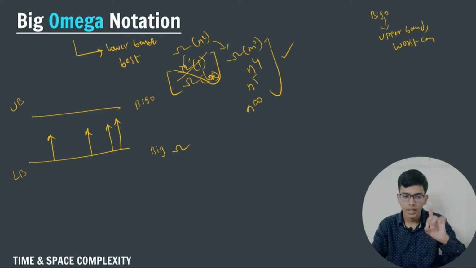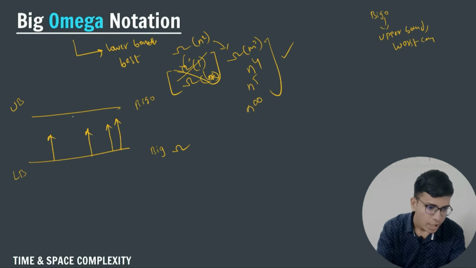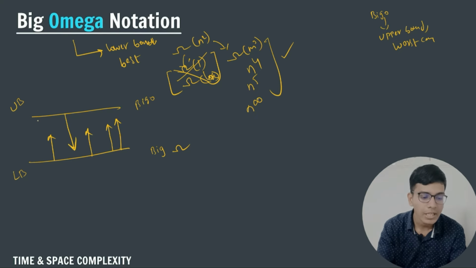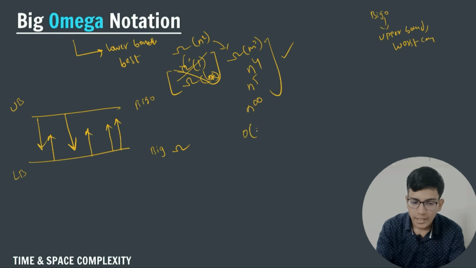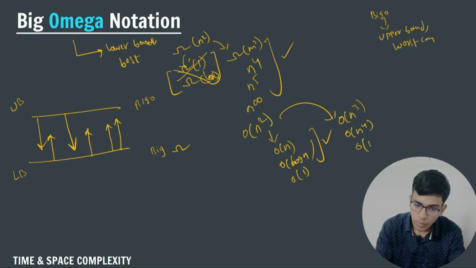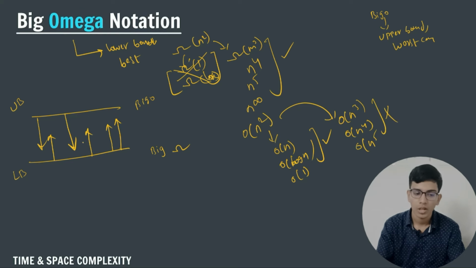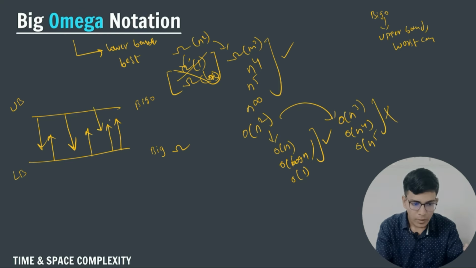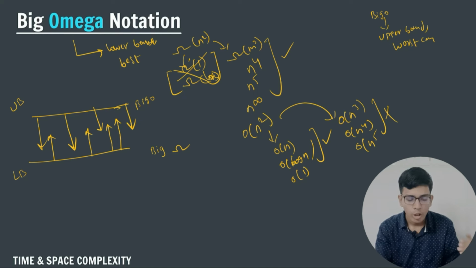Okay, got my point? For big O, I should get values less than or equal to my big O. Suppose my big O is n². Then n², n log n, and 1 are possible, but n³, n⁴, and n⁵ are not possible. Whatever values I get should be less than my big O. I hope you have understood the point. This is the difference between big O and big omega.